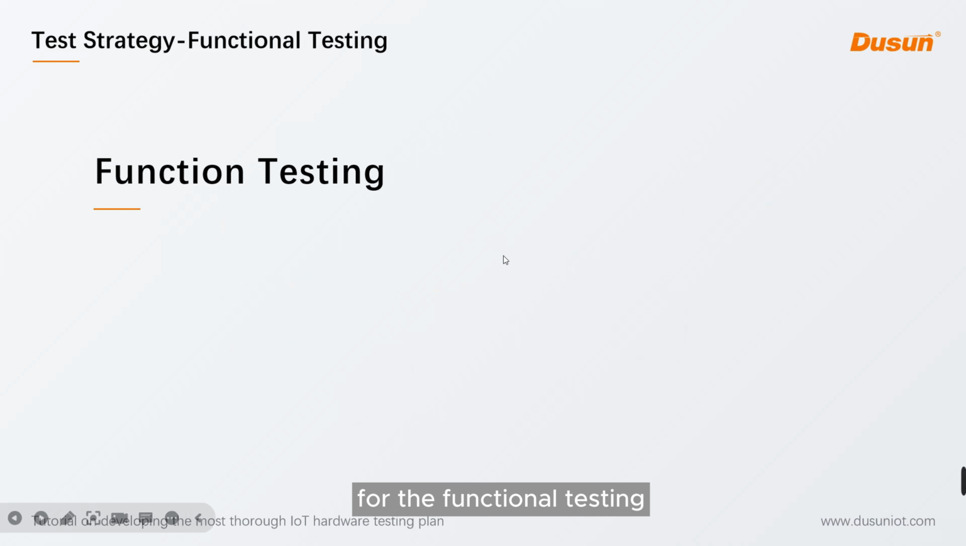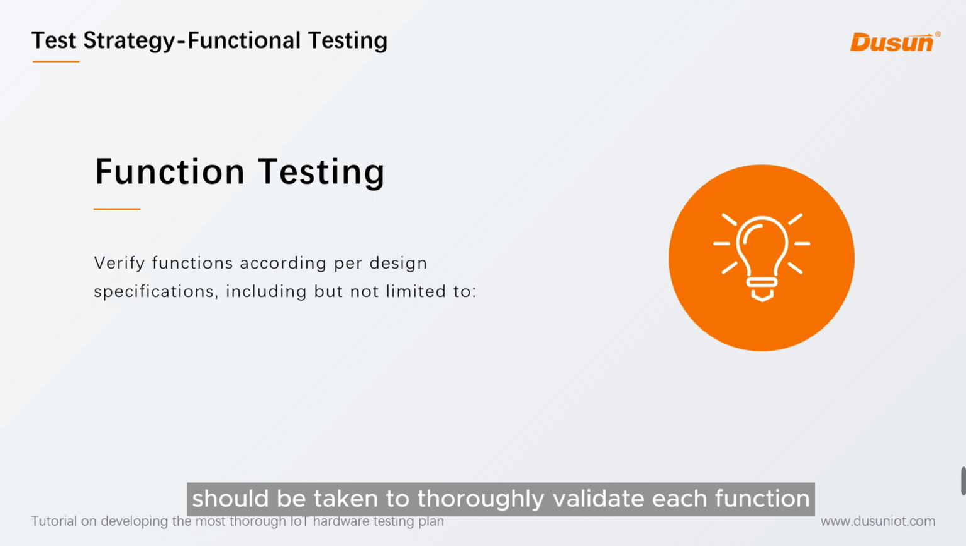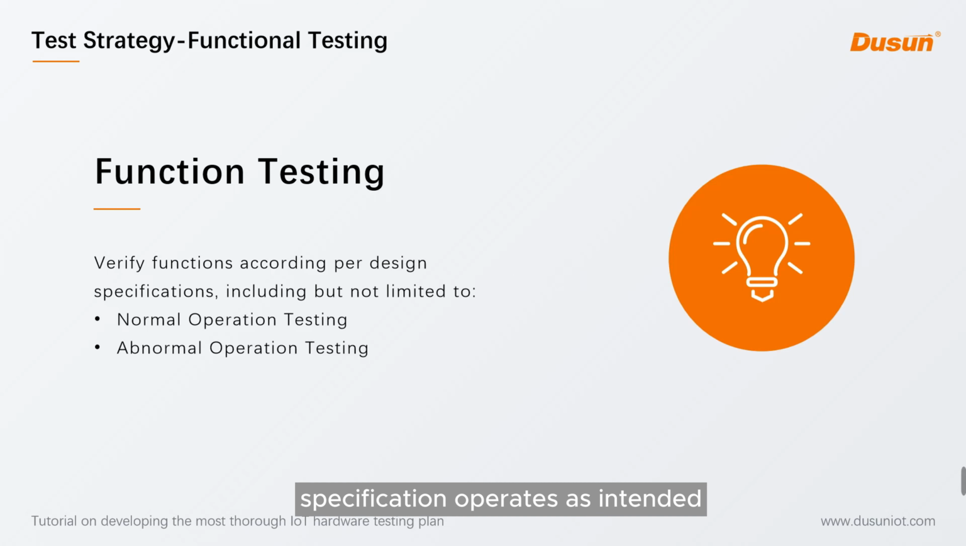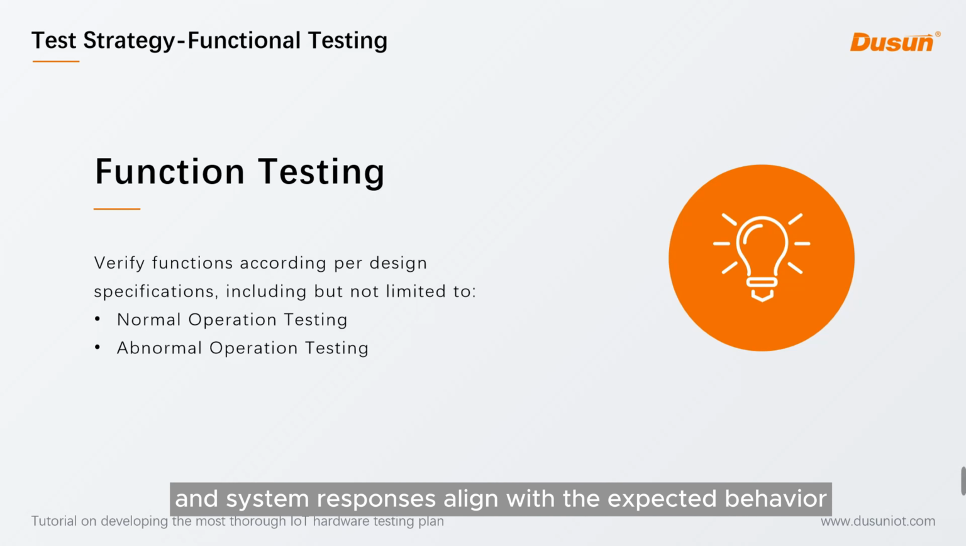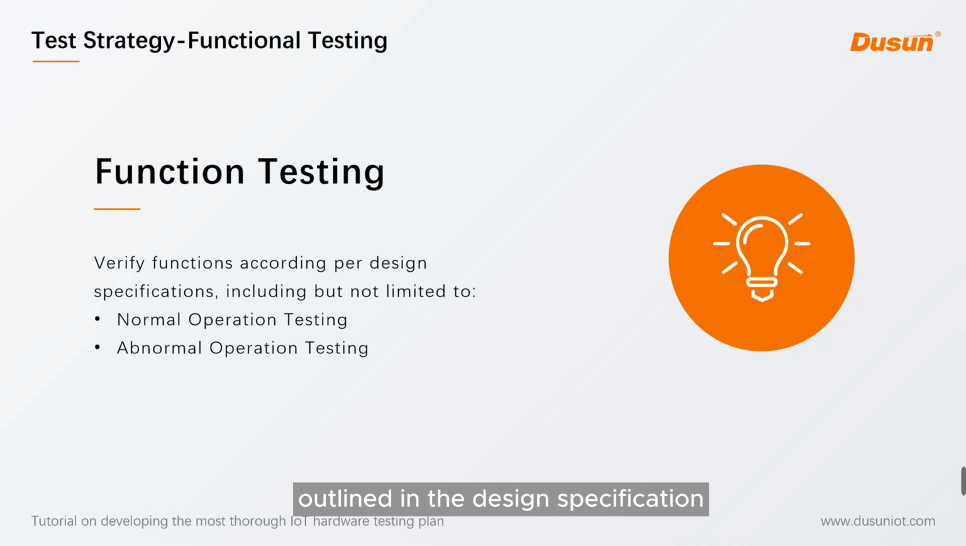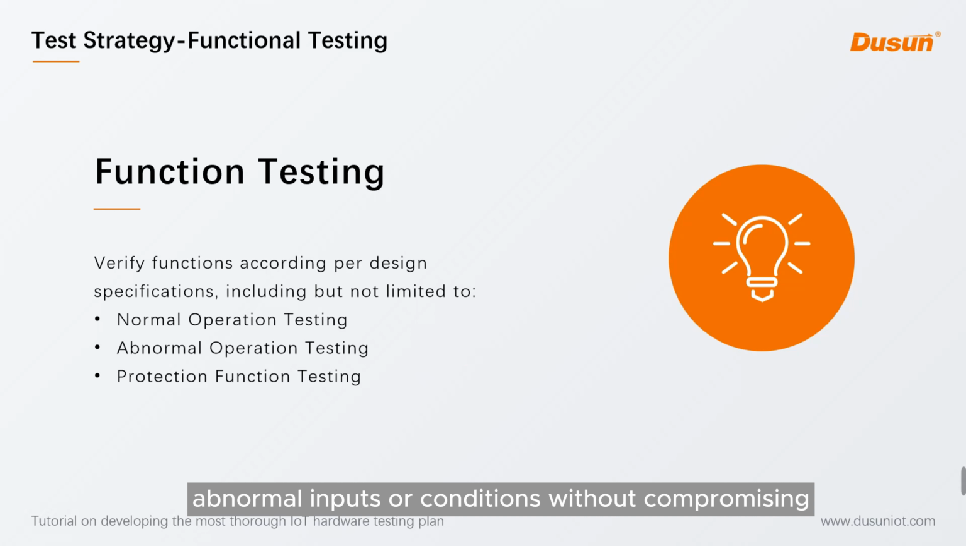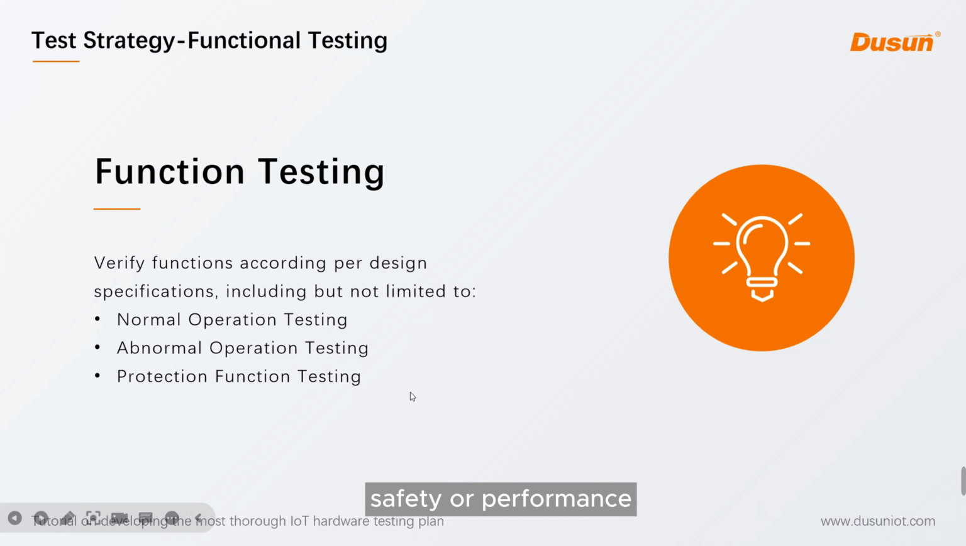For the functional testing as per the design specification, the following steps should be taken to thoroughly validate each function. Normal operation testing: verify that each function described in the design specification operates as intended under normal conditions. Ensure that input-output relationships and system responses align with the expected behavior outlined in the design specification. Abnormal operation testing: intentionally introduce abnormal or out of specification conditions to test the system's behavior. Verify that the system gracefully handles abnormal inputs or conditions without compromising safety or performance.